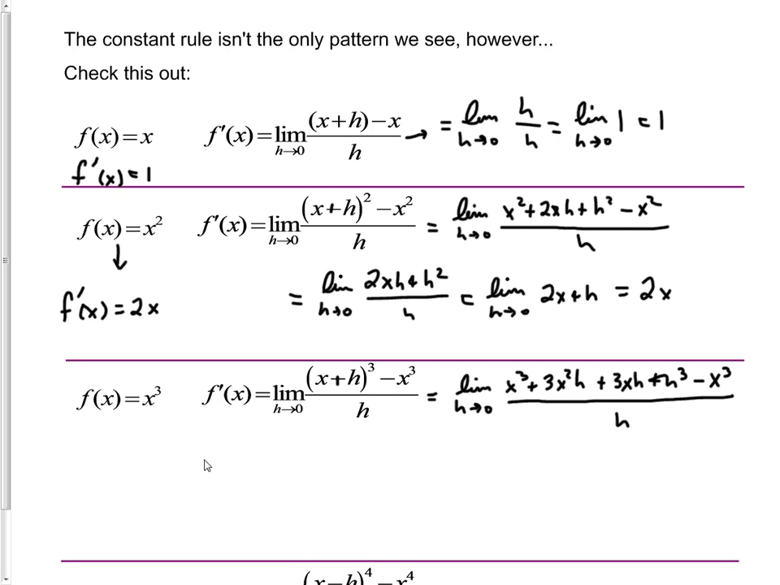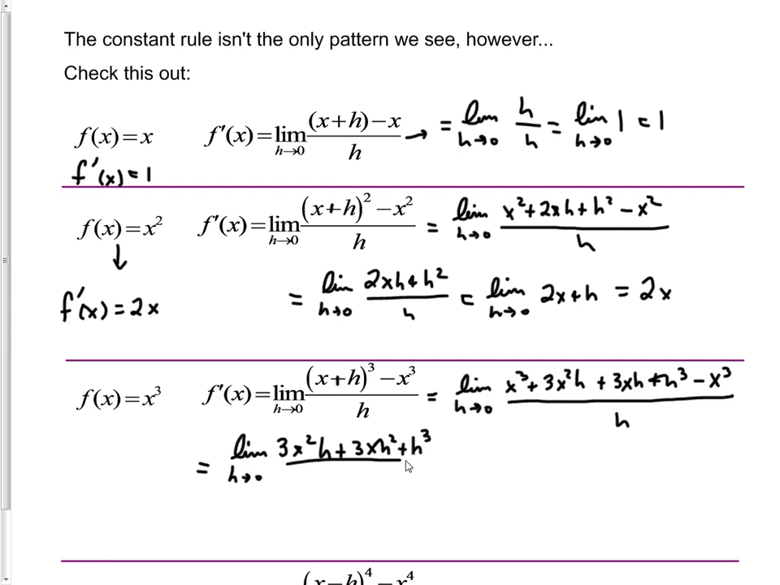If you notice what happens right here, there's probably a pattern forming in your mind, but let's take a look anyways. Those x cubed terms cancel out, right? That looks like what's happening each time. The x is canceled out here, x squared canceled here, so x cubed must cancel out here. And we're taking this limit this time as h approaches 0 of the quantity 3x squared h plus 3x h squared plus h cubed.